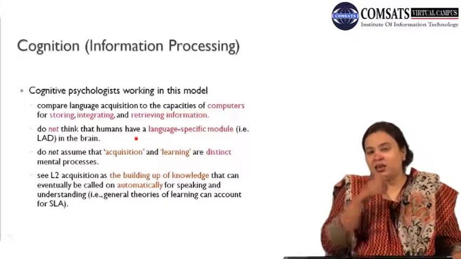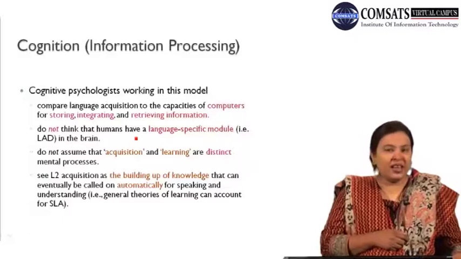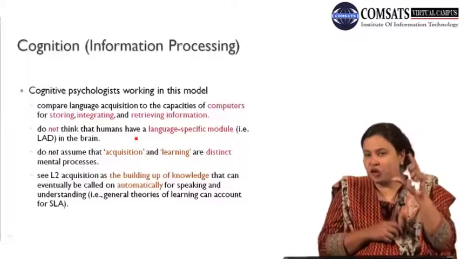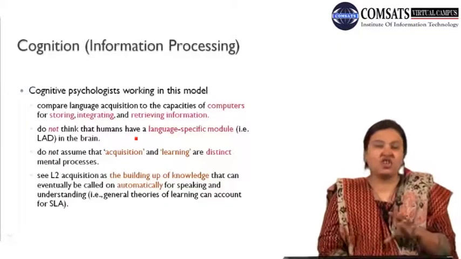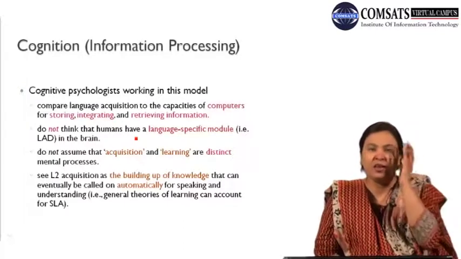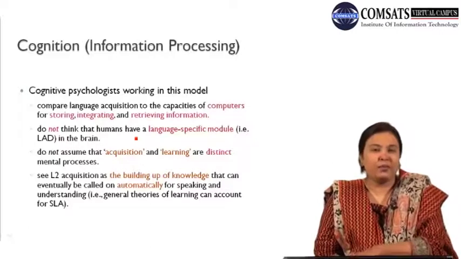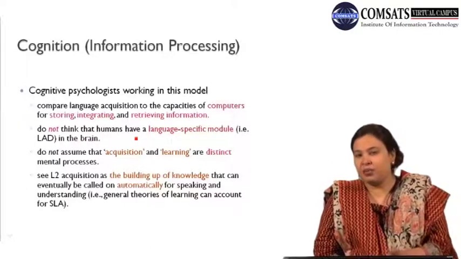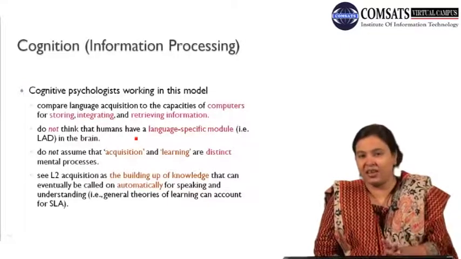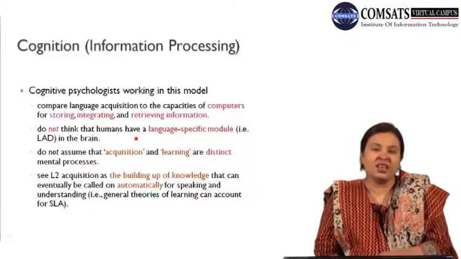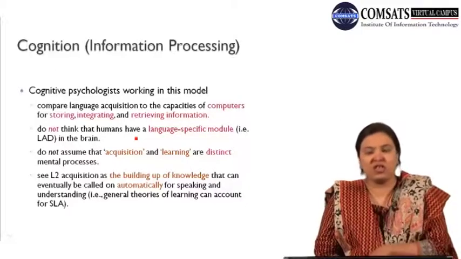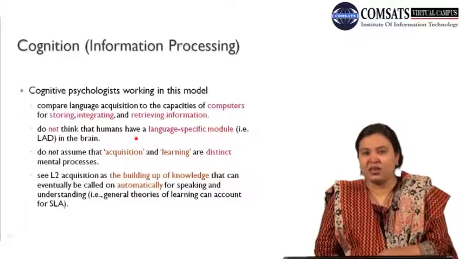Secondly, these proponents of cognition do not think that humans have a language specific module, that is the LAD, Chomsky's idea. Chomsky said that children have a LAD, a language acquisition device, already implanted in their brains before birth. But the linguists related to the cognition approach do not accept any idea of LAD. They do not believe that children have an innate ability to learn a language. They do not assume that acquisition and learning are distinct processes.